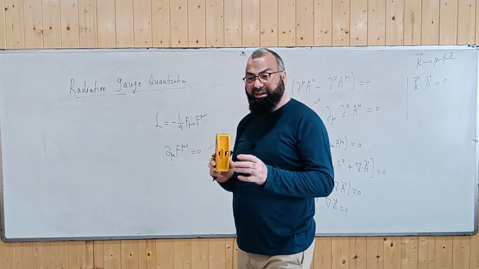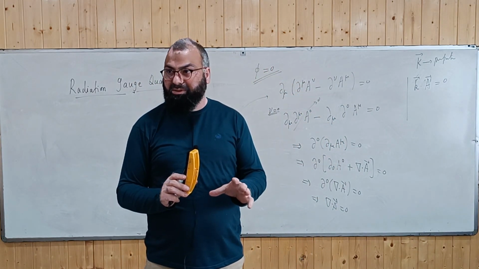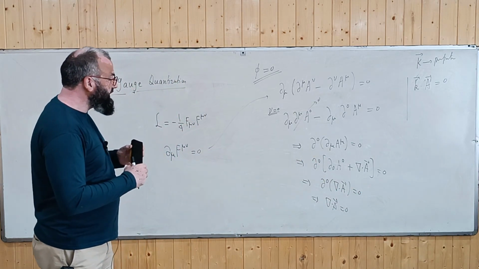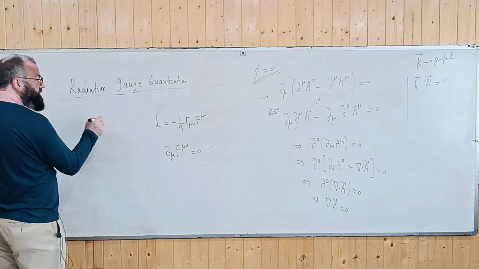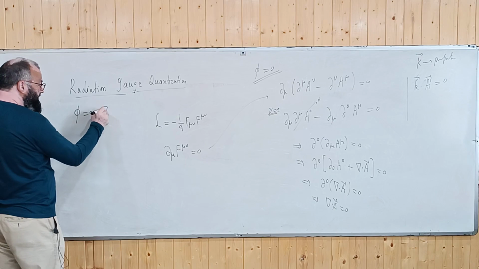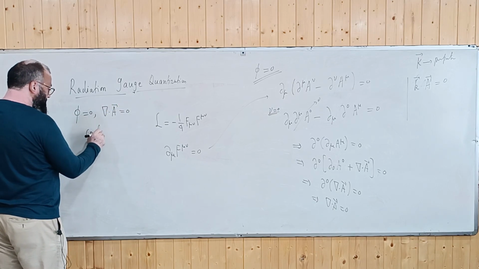Or in other words, the wave which you get here is a transverse wave. Samajhan? This is simply the transversality condition. We call this gauge the radiation gauge or Coulomb gauge. So now our radiation gauge is phi equal to 0, del dot A equal to 0. This is also known as the Coulomb gauge.